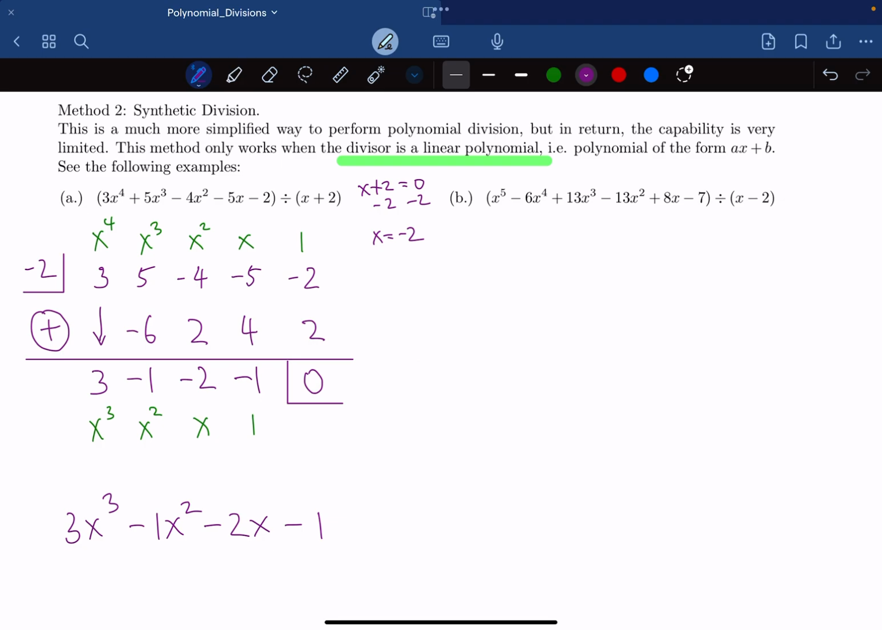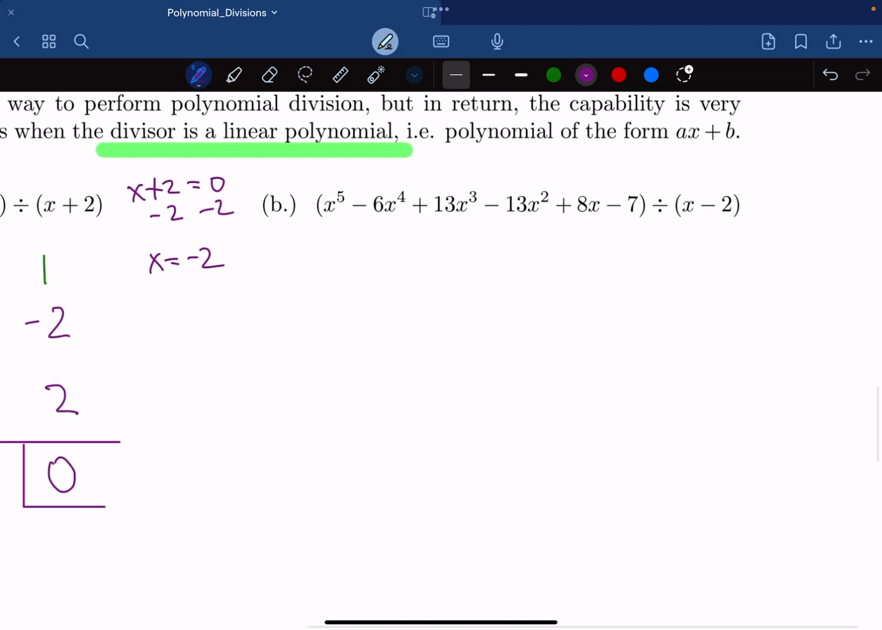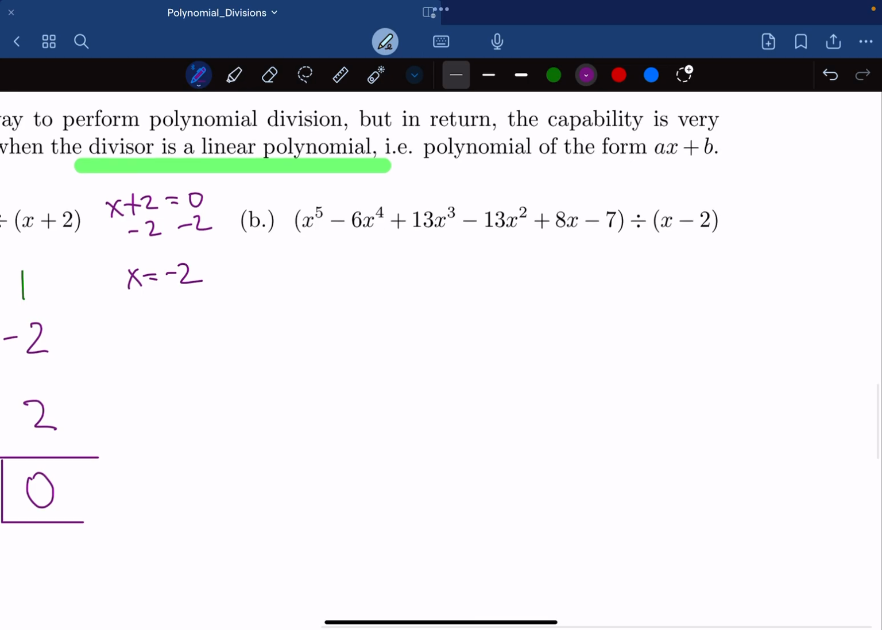Okay. Take a look at one more example here for part B. I'm going to go ahead and set this up. So writing down the coefficients: 1, negative 6, 13, negative 13, 8, and negative 7. And then the number that makes the divisor equal to 0 is 2.